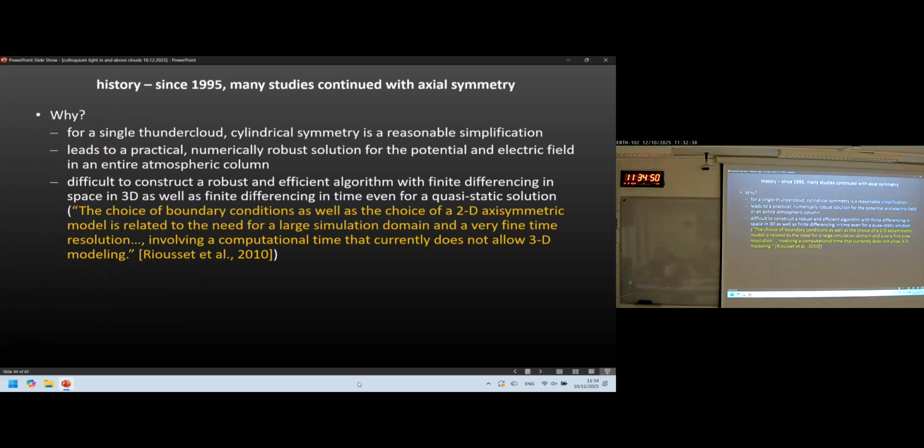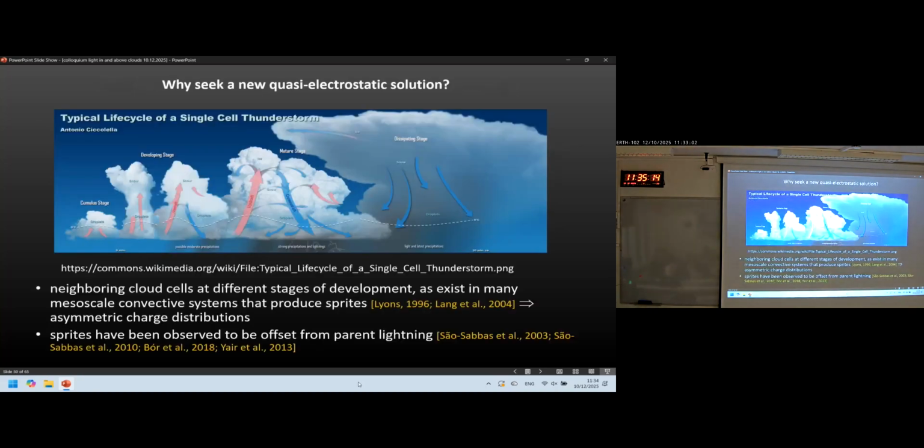Why? Well, I already answered. Number one, it's fairly okay if you have a symmetrical cloud, but also they just couldn't do any better. So I quoted here, the choice is related to the need for a large simulation domain and a very fine time resolution. Trying to do 3D involves a computational time that currently can't be done. That was back in 2010. But it does prohibit us from describing scenes like this. So sometimes we have multiple clouds and multiple stages.